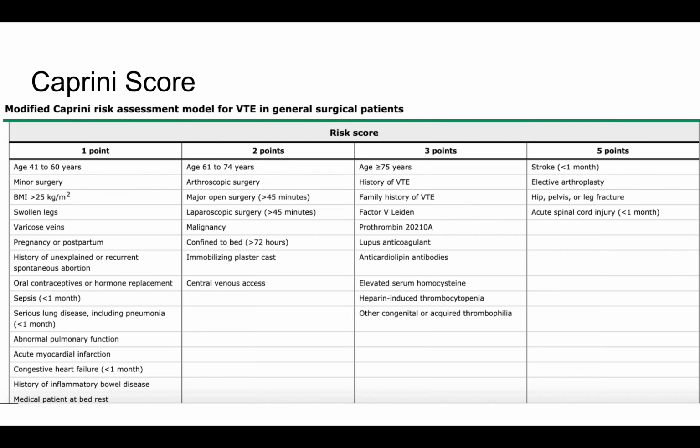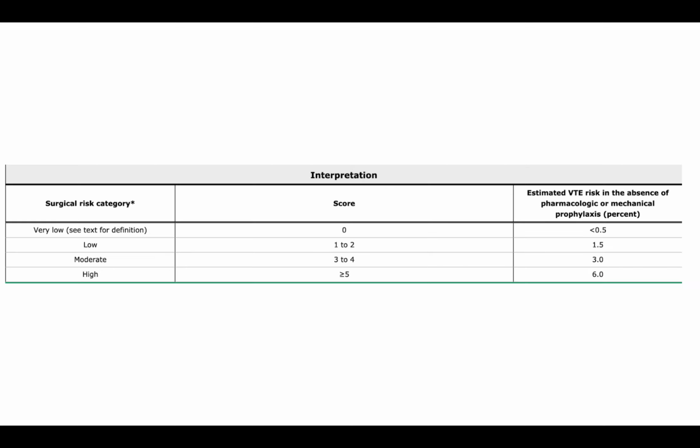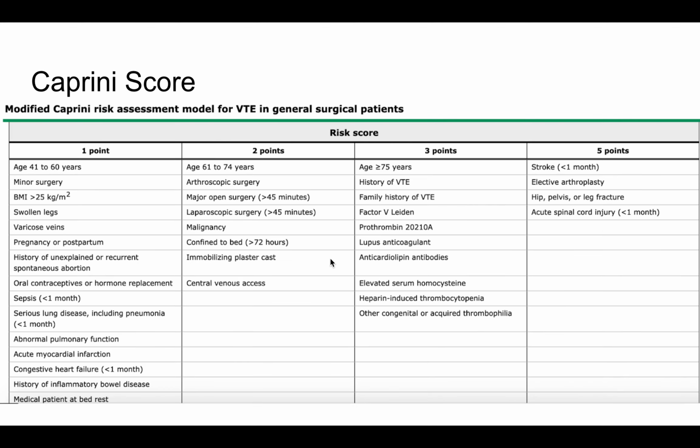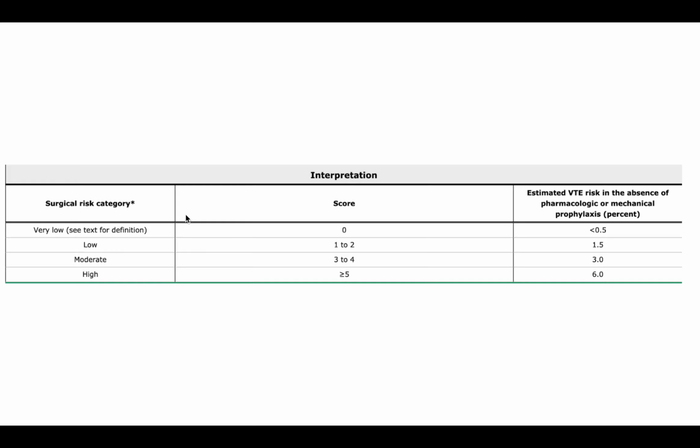We aren't going to have a lot of low risk patients unless they're just here for a small bowel obstruction, they're not having surgery, and then they go home. Those might be the few patients that we have in the lower risk portion of this. So just looking at it, obviously moderate risk is anywhere if you get 3 to 4 points. So laparoscopic surgery and age in most of our patients is going to put them at 3 points just right off the bat. And so they fall into this moderate risk as well.